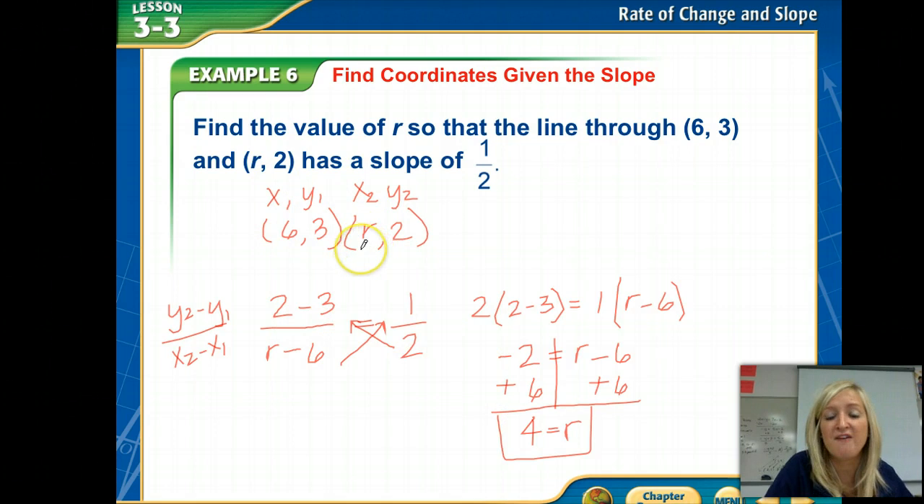And again, you're finding a point on your graph given the slope. So again, we solved it. We set it up y2 minus y1 over x2 minus x1, and we set it equal to the slope that they gave us. And then we're going to cross multiply to solve for the given variable, which was r.